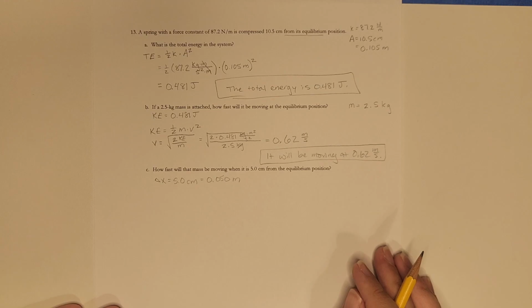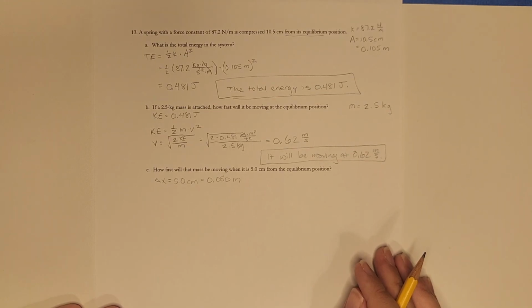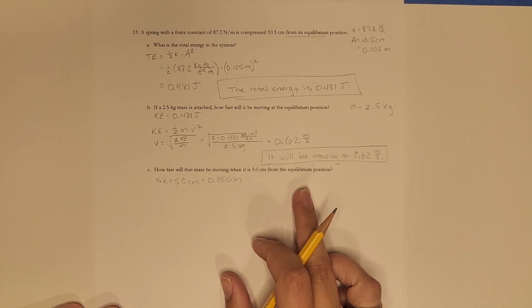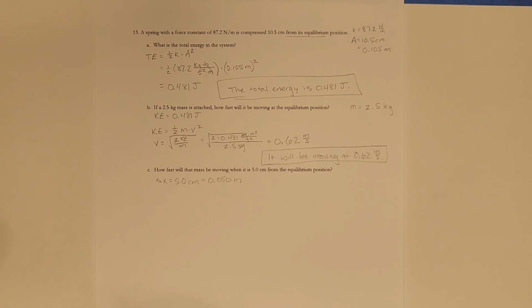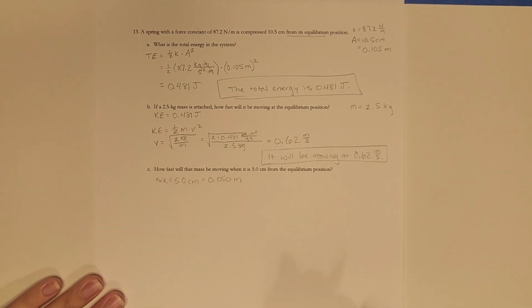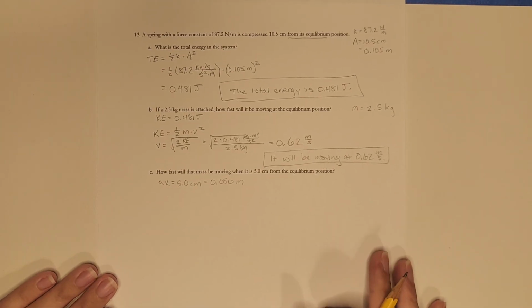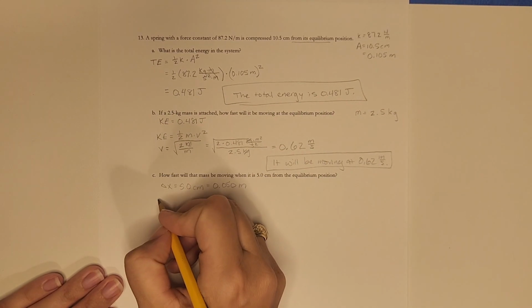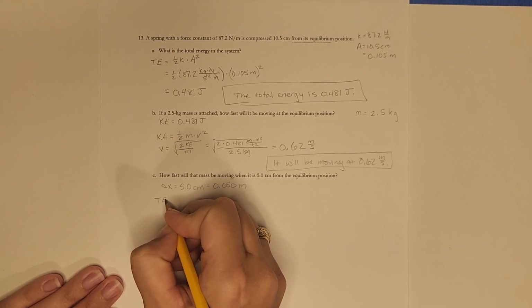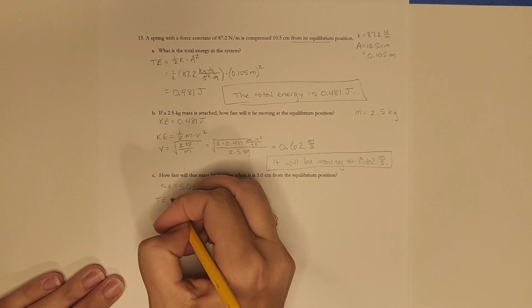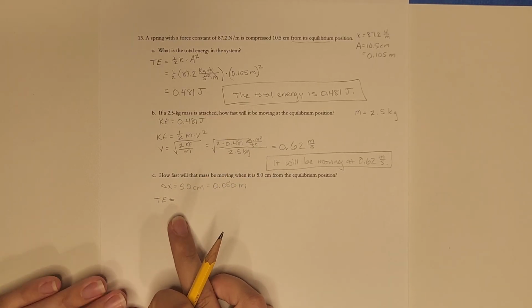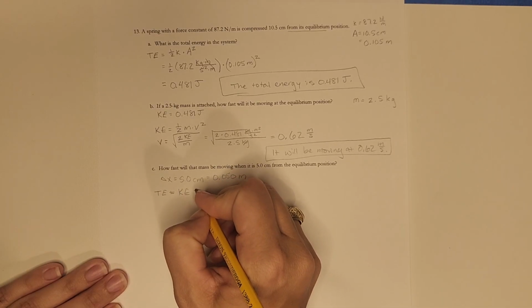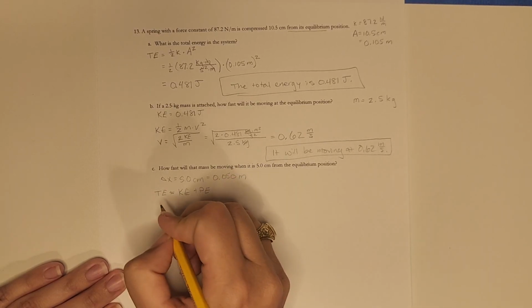Okay, so knowing that our total energy is the sum of our kinetic energy and potential energy, we need to determine what each of these are at 5.0 centimeters, or at least use the equations for these so that we can determine what the velocity is at this point. So our total energy is what we determined before, right? Let's just write out everything. So total energy equals kinetic energy plus potential energy, right?